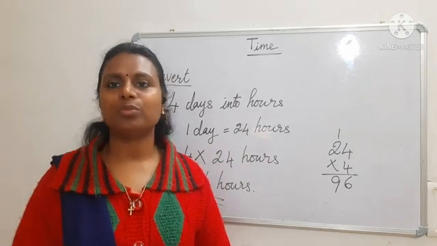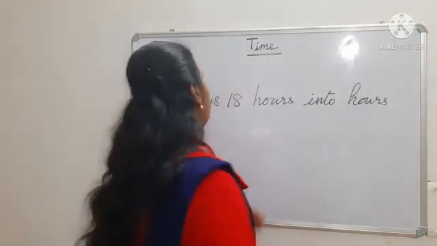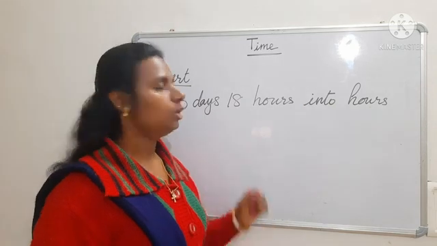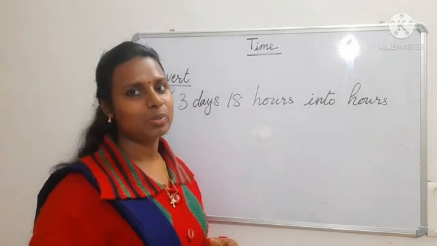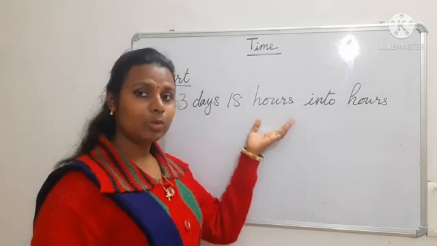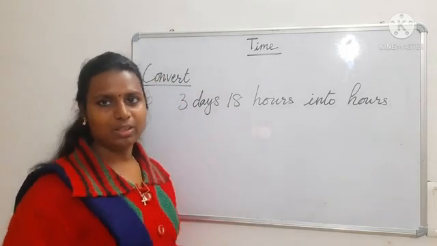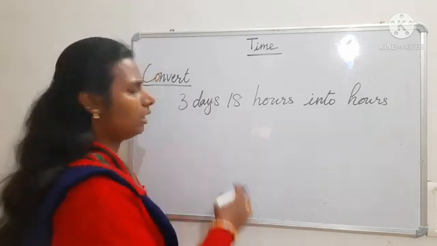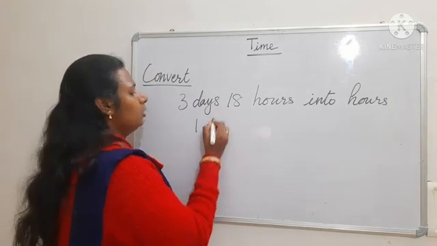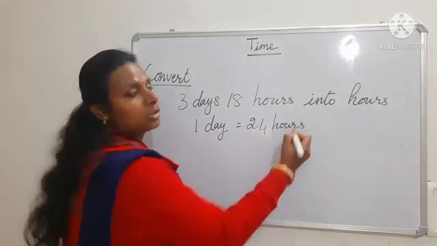Have you got it? Shall we do a few more examples so you will be sure of this. 3 days, 18 hours into hours. When you are converting into hours, these 18 hours will remain as it is. Only these 3 days you are going to convert into hours, as you did in the measurement chapter. So let us do stepwise. The first step, write the measures. 1 day is equal to 24 hours. My first step is over.